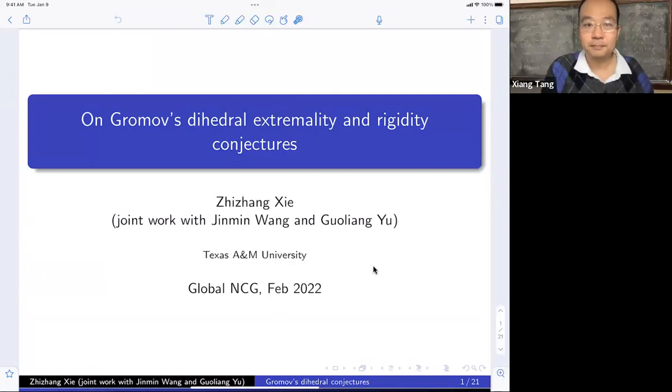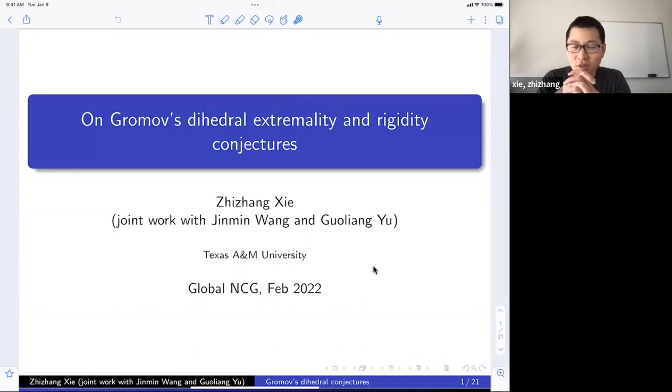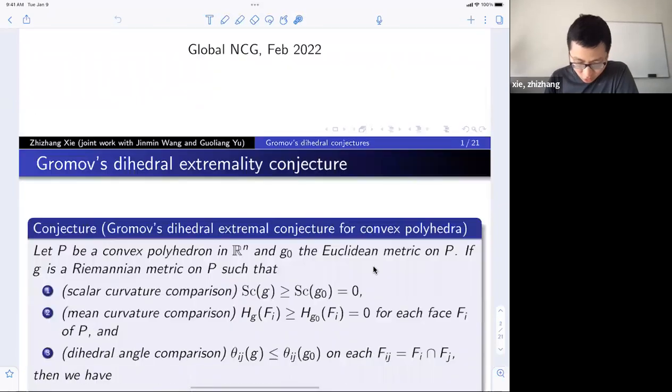Thanks to the organizers for the invitation, and thanks to Sean for the introduction. So I will basically report on our recent result on the solution to Gromov's dihedral extremality and rigidity conjectures. This is joint work with Jingming and Guoliang. So let's just get started.